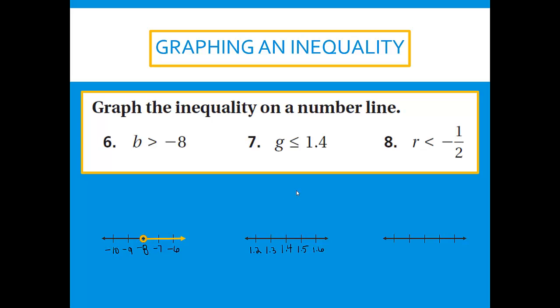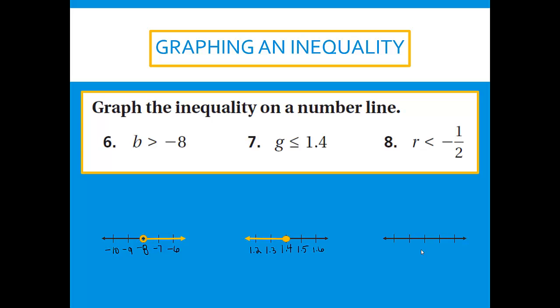Since we have less than or equal to, we will have a closed circle at 1 4/10. The numbers that are less than or equal to 1 4/10 would be the numbers that are on the left. So we will shade the numbers on the left. And now for number 8, we have r is less than negative 1/2.